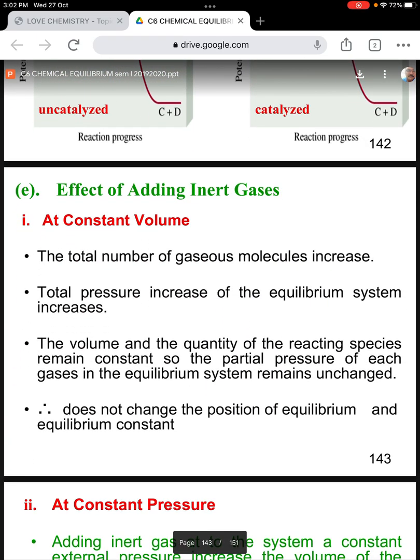The next is effect of adding inert gases. At constant volume, the total number of gaseous molecules increases. The total pressure of the equilibrium system increases.